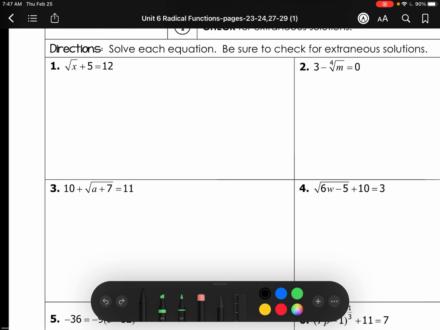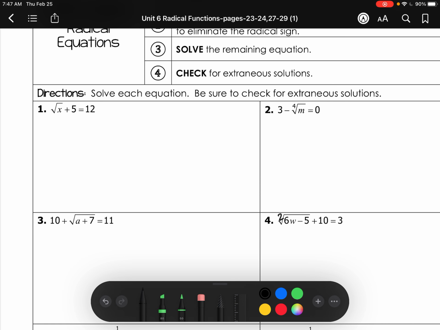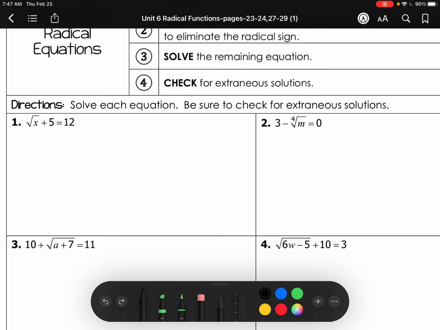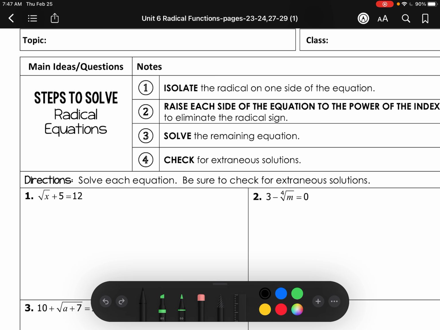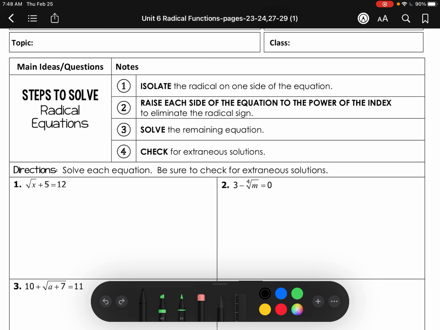If you don't see an index, if you don't see a number here, it's 2. When we're doing square root functions, we don't write the index, but the index for a square root function is 2. And so you're going to be raising each side of the equation to the power of the index to eliminate the radical sign. Then you're going to solve the remaining equation in step 3, and then step 4 is to check for extraneous solutions. So what that means is that we're going to check our work.